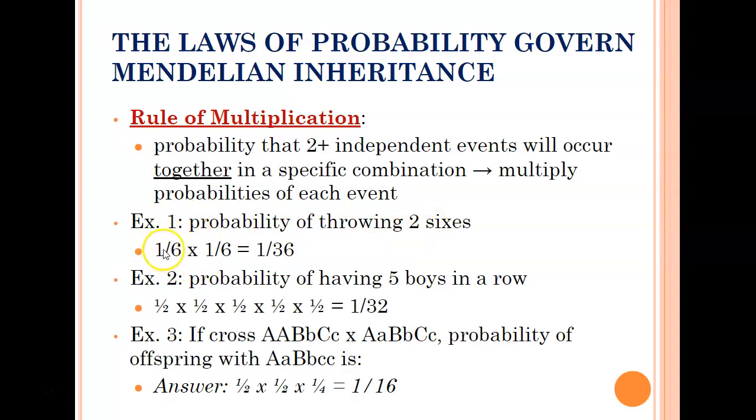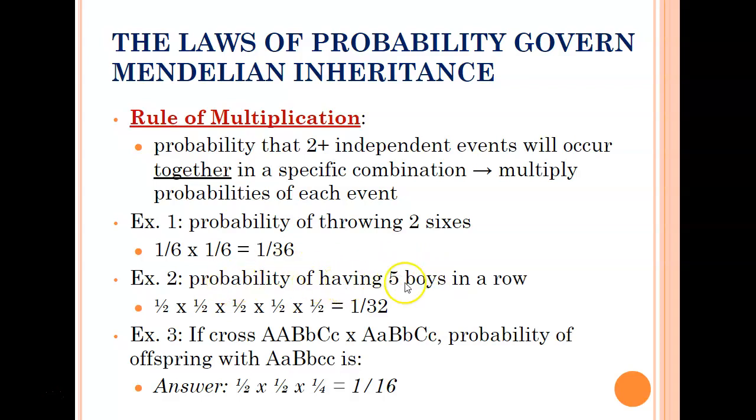One of them has a 6 on it, so I have a 1 in 6 chance. On the second die, I have a 1 in 6 chance of rolling a 6. Now, if I want both of them to be 6 at the same time, I multiply their probabilities. So altogether, if I roll 2 dice, I have a 1 in 36 chance of getting 2 6s.